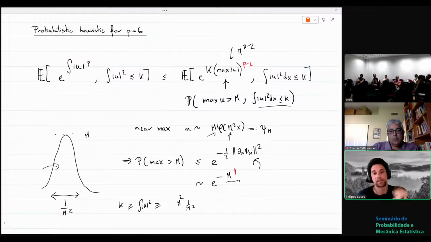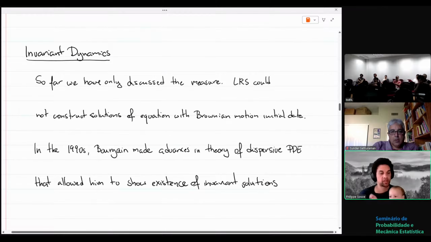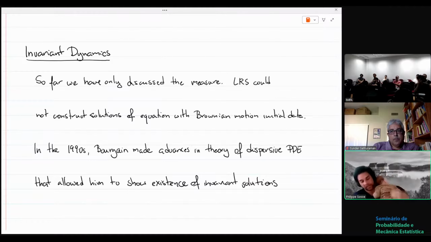Okay, so this is the probabilistic heuristic for p is equal to 6. This is just the construction of the measure. This is what was achieved by Lebowitz, Rose, and Speer in 1987 in their paper, and that's where they left it.